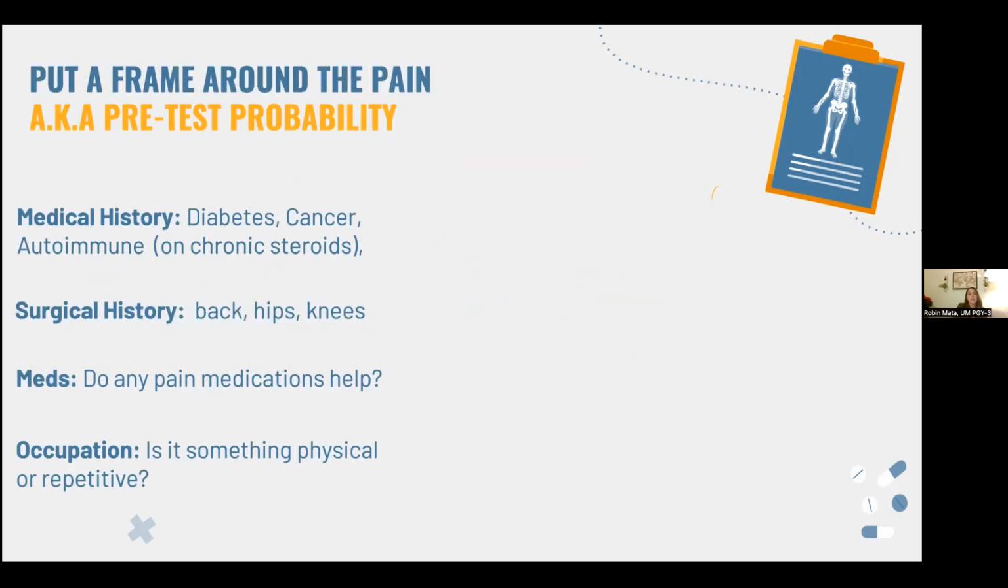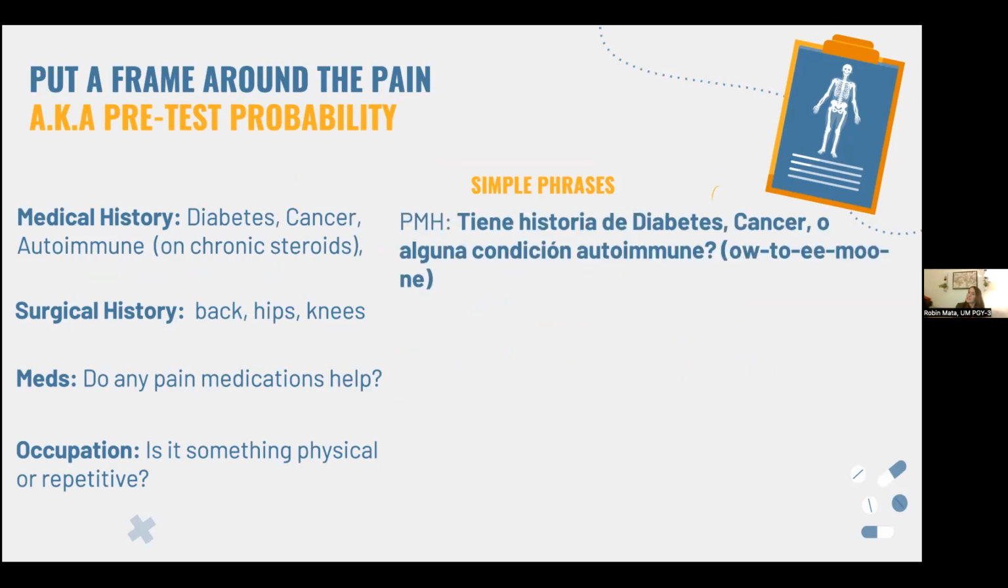And then medical history is pretty easy. It's a lot of things revolving around the word historia. Do you have a history of? ¿Tiene historia de diabetes, cáncer, o alguna condición autoinmune? So I included the phonetic spelling here because if you just say autoimmune, it sounds nothing like autoinmune. So it helps to be able to pronounce the words, because sometimes you're saying the right word, but just not with the right pronunciation, and it may not get across.